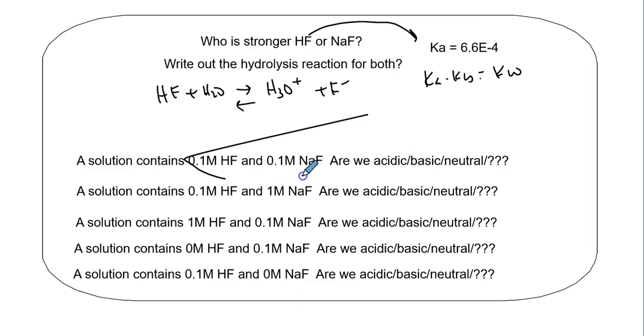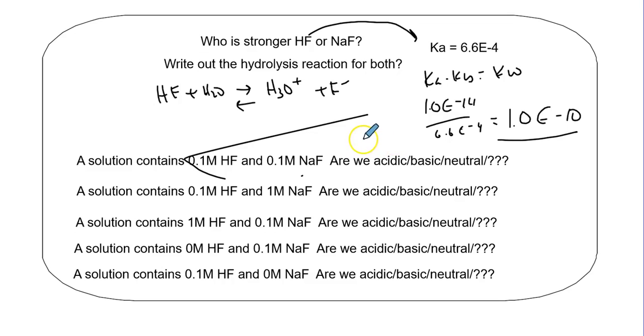Alright, so I'll leave it. It'd be 1.0 e to the negative 14th divided by 6.6 e to the negative 4th, and go ahead and calculate. Okay, now this is going to be my Kb for the base. So 1.0 e to the negative 14th divided by 1.0 e to the negative 4th, and I get 1 e to the negative 10th. You might have been able to do that without the calculator. Okay, 1.0 e to the negative 10th.